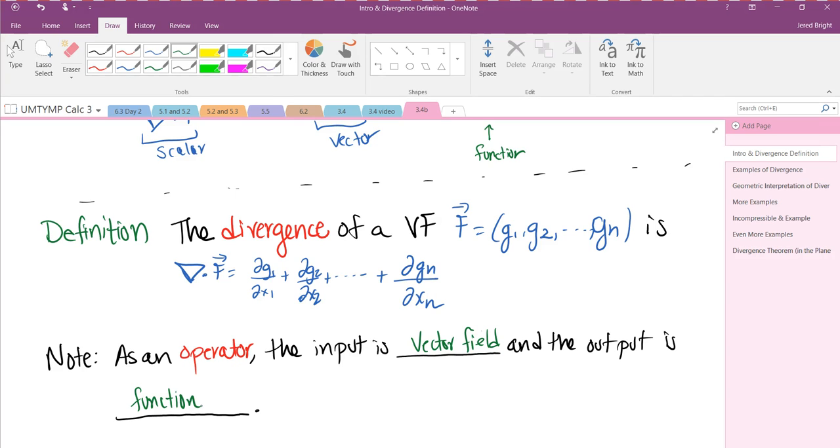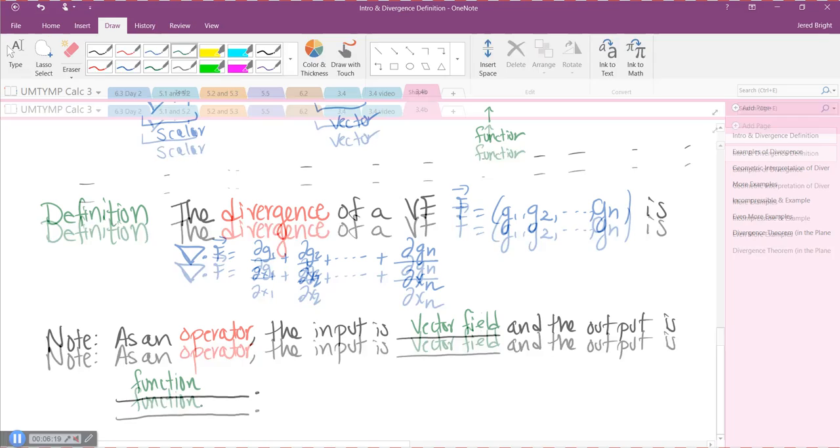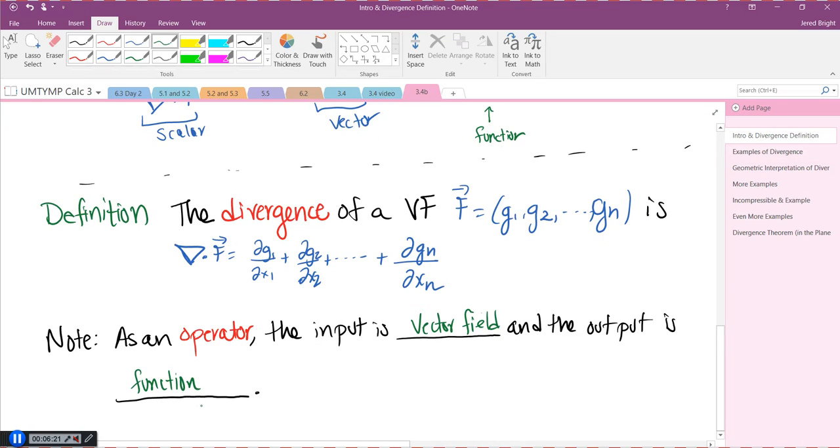And in the later videos here, what we're going to do is explore what divergence is. There's going to be a lot of examples, but we're going to focus on the geometric definition after a few more algebraic examples.